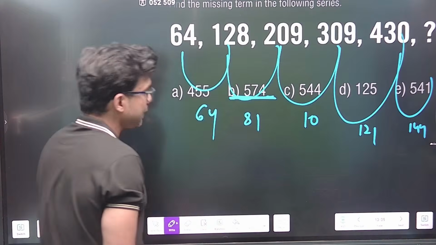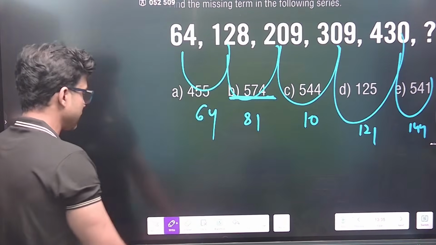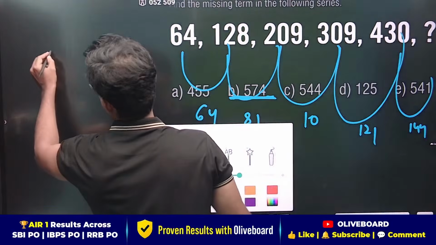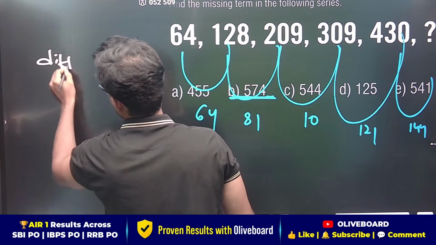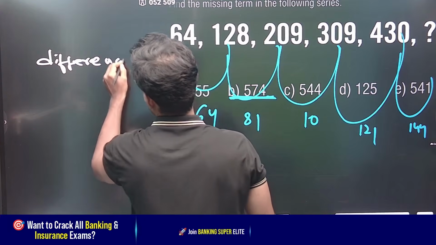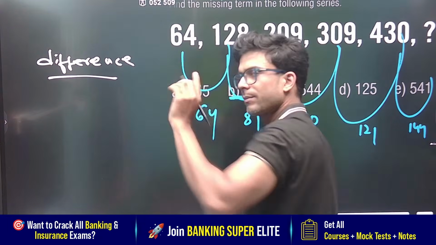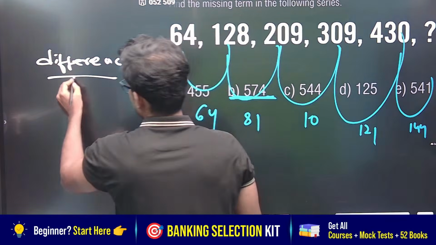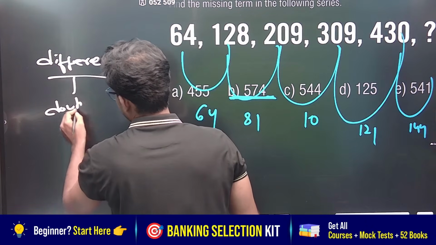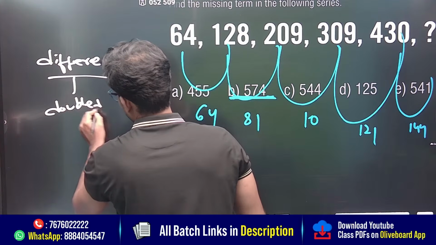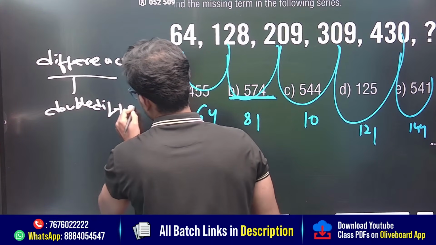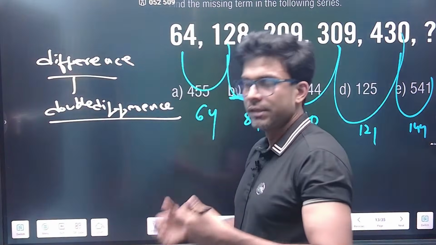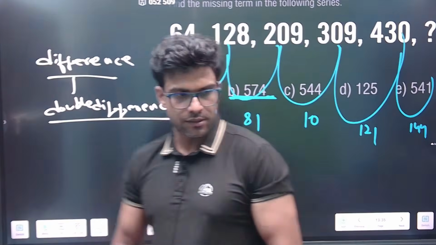So the questions are very easy in this case, everybody. As I said, what matters a lot is conceptual understanding. If you are very good at differences, then nobody can stop you from scoring good marks in the number series or missing number part. This is very important. If the difference doesn't work, go for double difference. Definitely it will work. Do not think about how it will be solved. At least go for the difference.